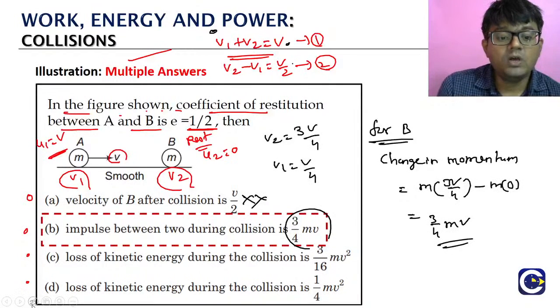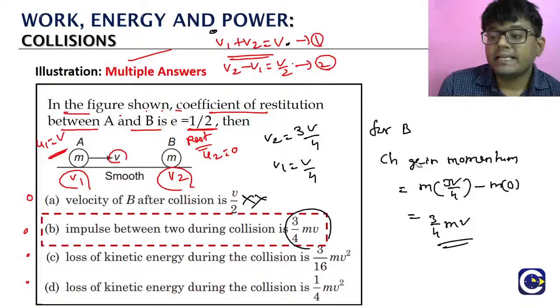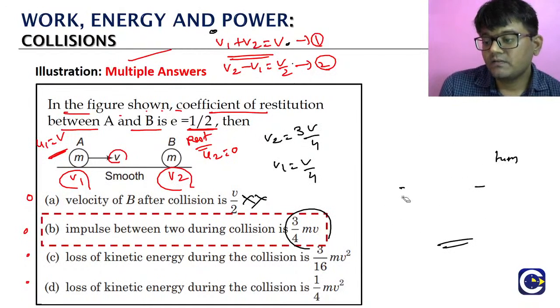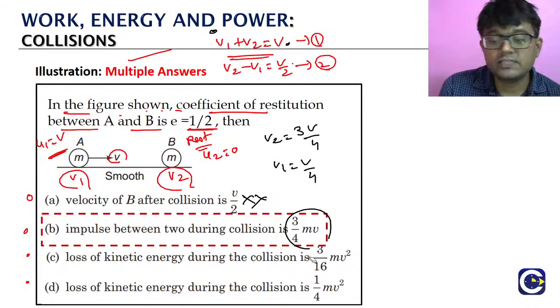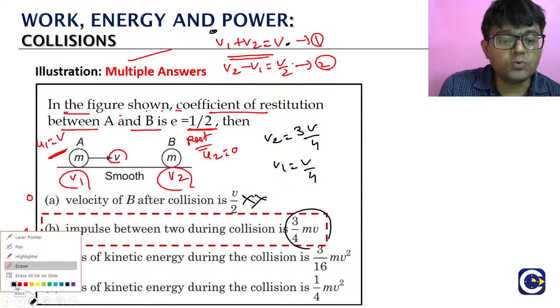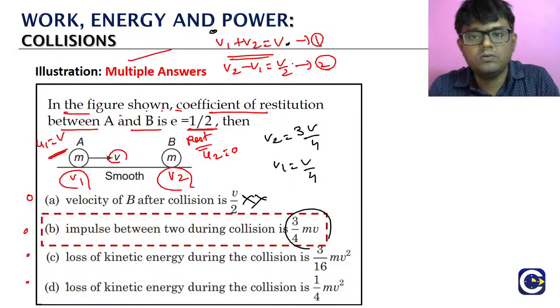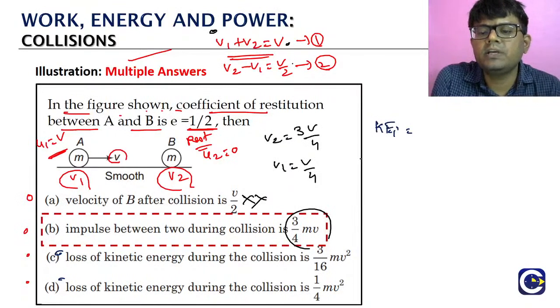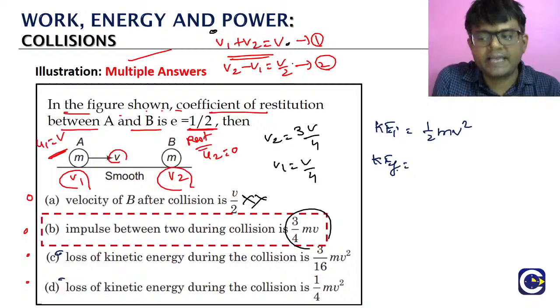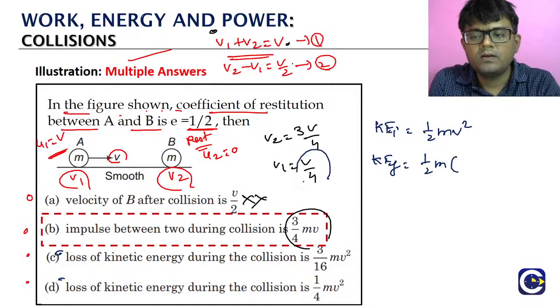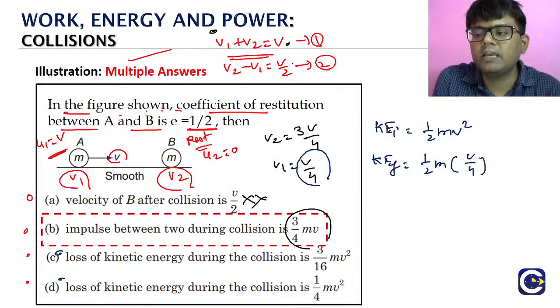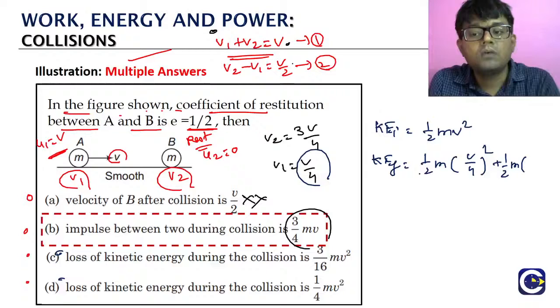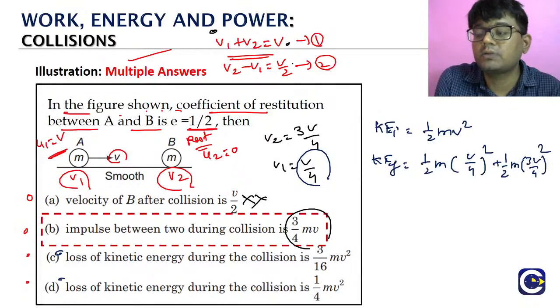Now the thing is about the kinetic energy, because we are done with the velocities and we have checked the impulse. This question is like 3 questions put into one particular question. Options C and D both are talking about the kinetic energy loss. What is the initial kinetic energy? Only A is having kinetic energy initially, half m v square. What about the final kinetic energy? Half into m into v by 4 the square, again half into m into 3v by 4 the square. So we have to be careful here.